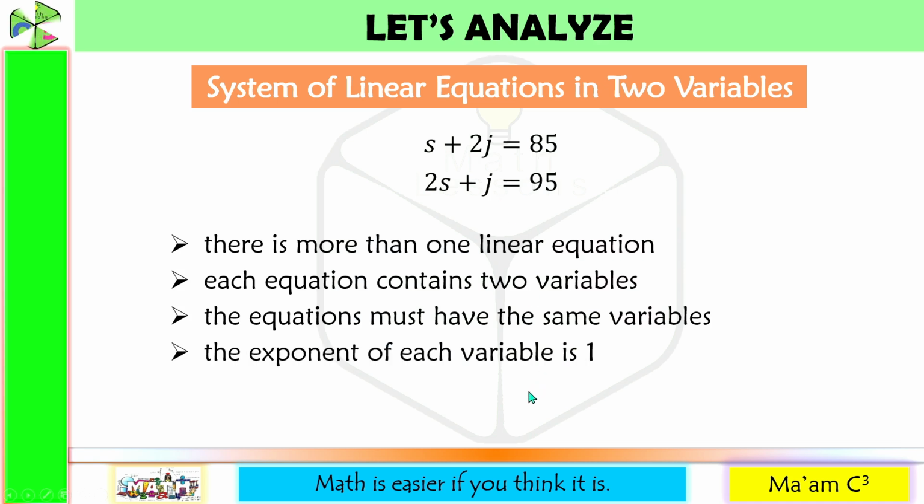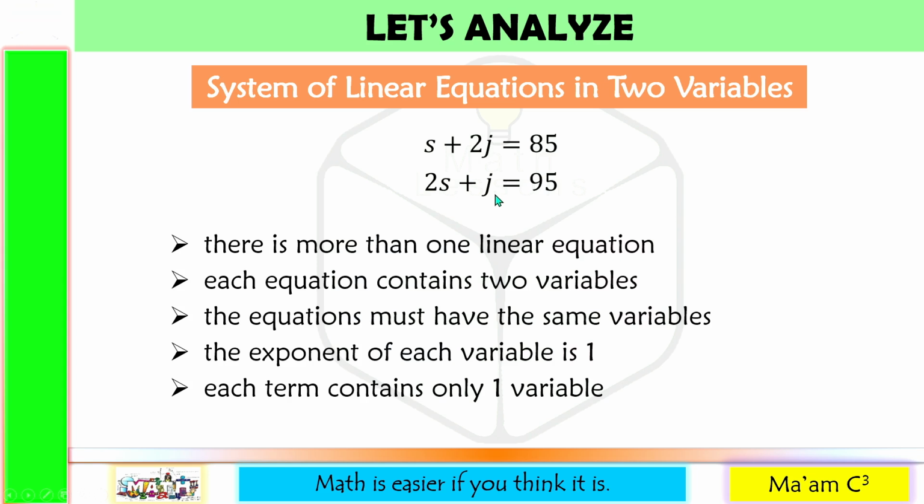Next, the exponent of each variable is 1. The exponent of S and J are both 1. In the second equation, both S and J are raised to the first power. Next one, each term contains only one variable. This is one term and it contains only one variable. Same thing with here, one variable, one variable. Meaning we cannot multiply the variables in one term. We cannot have SJ. There should only be one variable in each term.